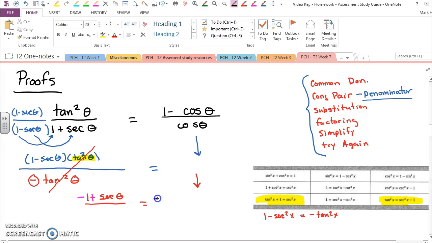Well, this is the same as negative 1 plus 1 over cosine of theta, because that's what secant is. And if I were to find a common denominator, I could replace this negative 1 with negative cosine theta over cosine theta. Again, plus 1 over cosine theta. And now we have an exact match, because our 1 is positive and our negative cosine theta matches exactly, and we're over cosine theta. So we've now proven this identity to be true.